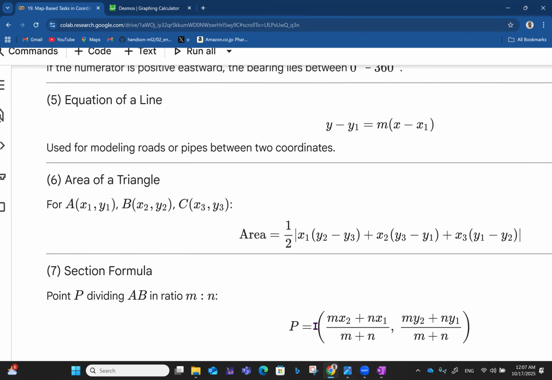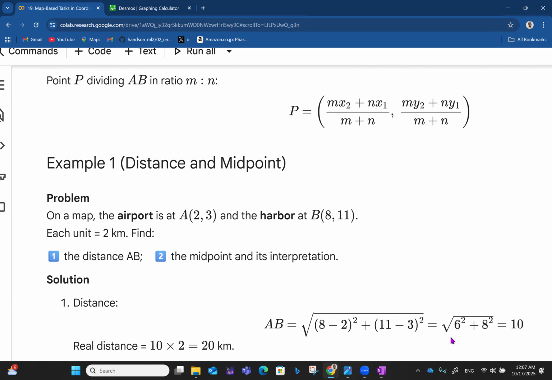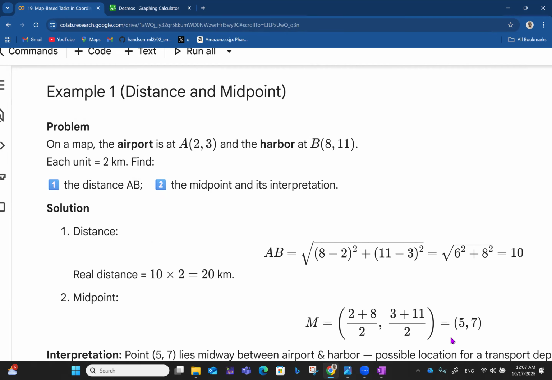So the portion where the division is done is (mx2 + nx1) over (m + n), comma, (my2 + ny1) over (m + n). Of course, this happens if you want the division to be internal. If it is external, signs change. Okay, so let's look at an example.